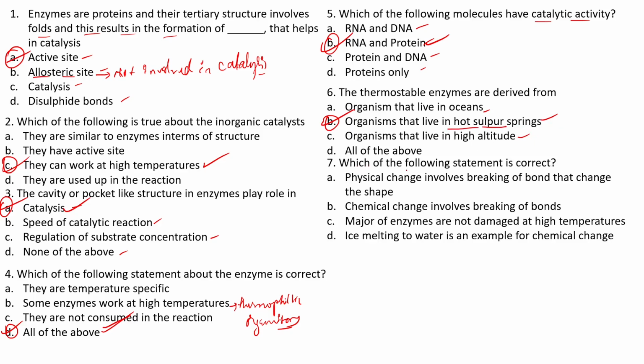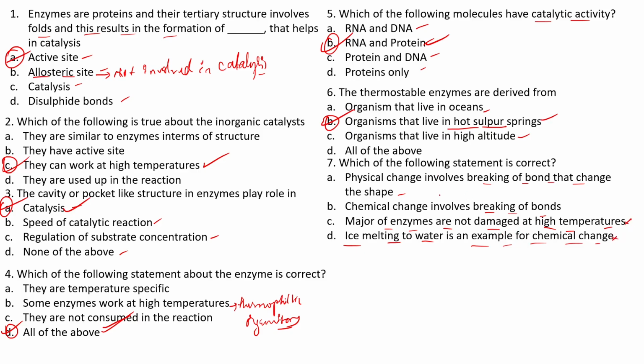The next one, which of the following statements is correct? Physical change involves a breaking of bond that changes the shape. Chemical change involves a breaking of bond. Majority of enzymes are not damaged at high temperatures. Ice melting to water is an example of chemical change, right? Melting of ice to water is actually a physical change. And the majority of the enzymes are actually damaged at high temperatures, right?